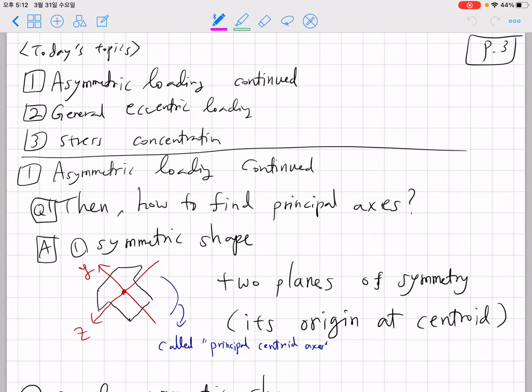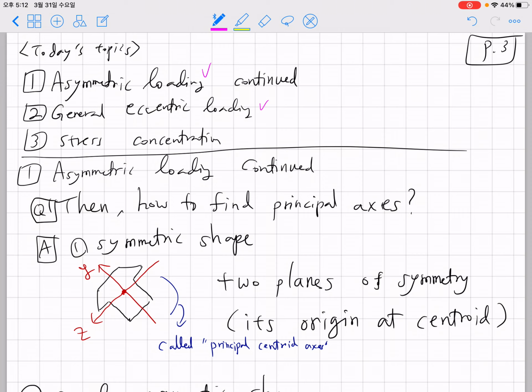So today we will cover three different topics. In the first video, I will talk about asymmetric loading a little bit more. So we'll have continued discussion on asymmetric loading. And then in the second topic, I will talk about general eccentric loading.